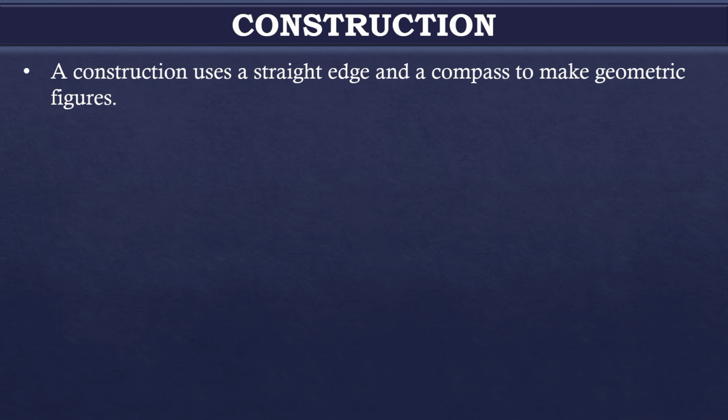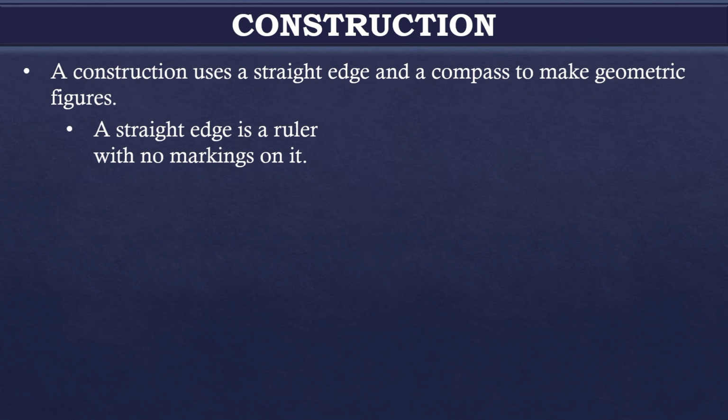Construction uses a straight edge and a compass to make geometric figures. So for us to construct, we need materials in doing so. We need a straight edge, so you can make use of the ruler. Of course, yung markings dun sa ruler natin, hindi po natin yun gagamitin kasi hindi po tayo magsusukat when we are doing construction. Okay? So we will just use a straight edge.